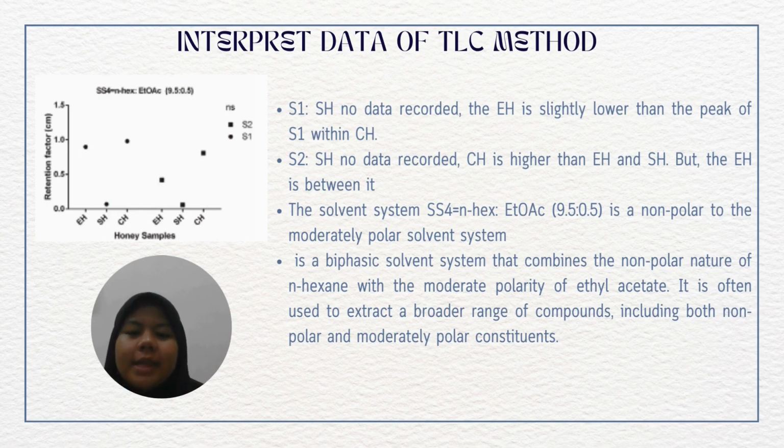is between them. The solvent system between hexane and ethyl acetate is non-polar to moderately polar. It is a mixed solvent system that combines the non-polar nature of hexane with the moderate polarity of ethyl acetate. It is often used to extract a broad range of compounds, including both non-polar and moderately polar constituents.